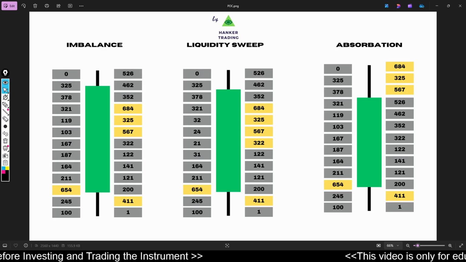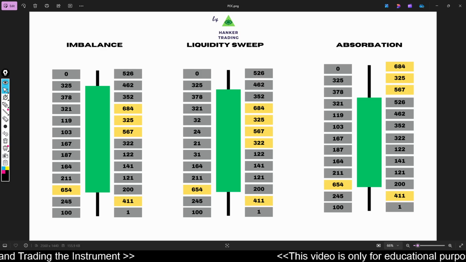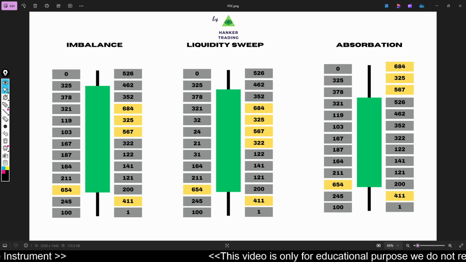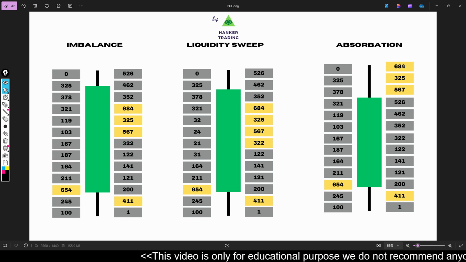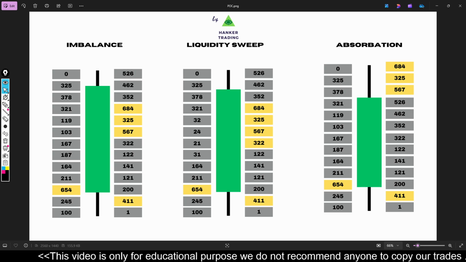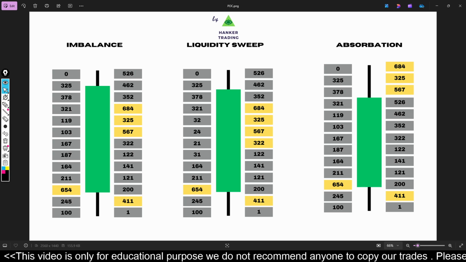I think you guys have already heard about the imbalance and liquidity sweep in smart money concept and ICT concept. But do you guys really have any idea why these words have been used for the normal projection? Just based on the normal projection, you are considering that this is what the imbalance has created and this is where the liquidity sweep has been done.